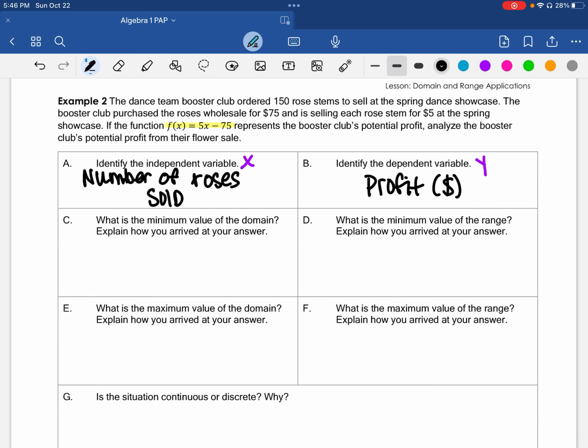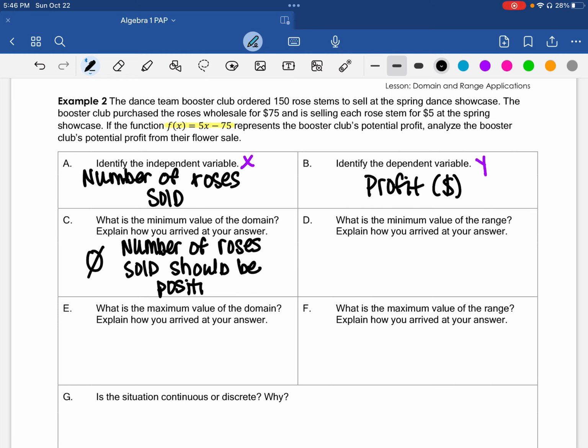What is the minimum value of the domain? Well, it would be 0. Explain how I got this. The number of roses sold should be positive. I can't sell negative roses. How would I sell you -5 roses? The zero's the lowest that I could sell.